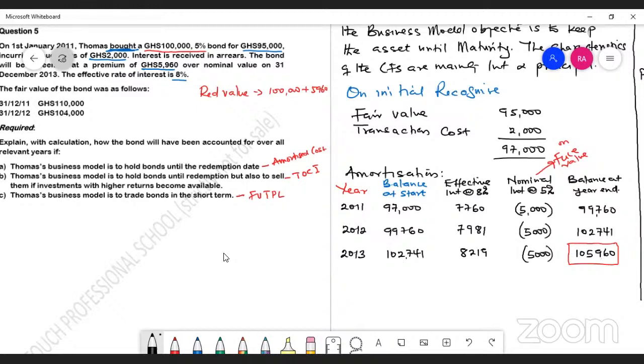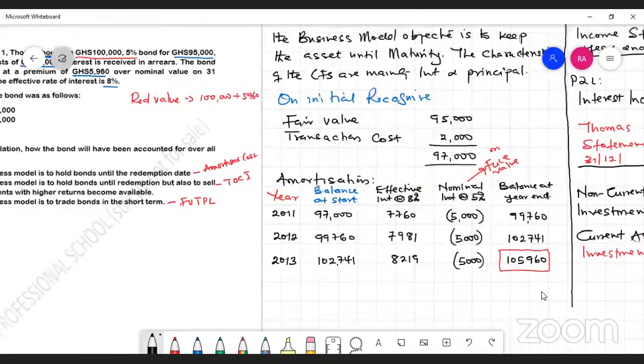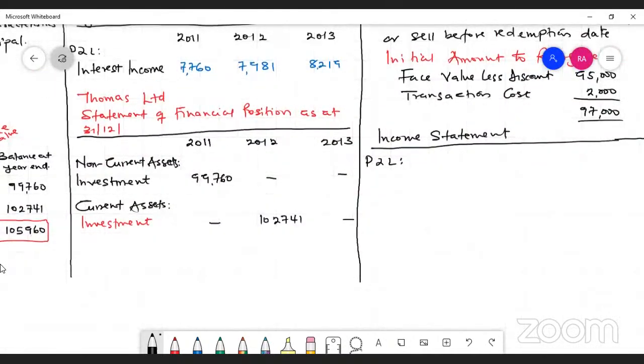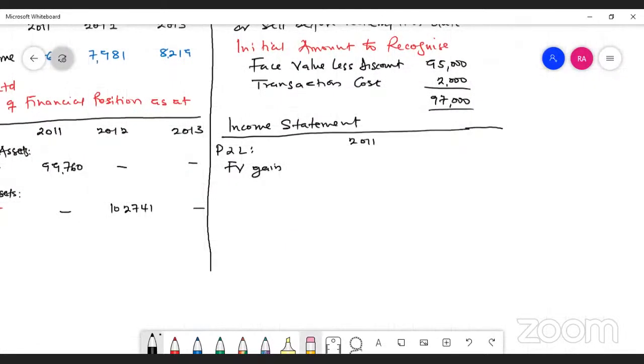At the end of 2011, it's 110,000. So there's going to be a fair value gain. And then at the end of 2012, it's 104. So let's see. P&L, fair value gain. That is for 2011. So in this case, they want us to look at only 2011 and 2012.